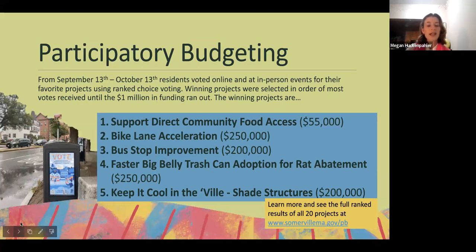The fourth project, a lot of folks wanted to make sure we did something about rats, and the best project was, you can see a sample of it on the left, faster Big Belly trash can adoption throughout the city. And the final project we were able to fund with $1 million was Keep It Cool in the Ville. A fun name, but the description is about providing shade structures. So coverings, providing similar benefits to trees in public squares and parks.